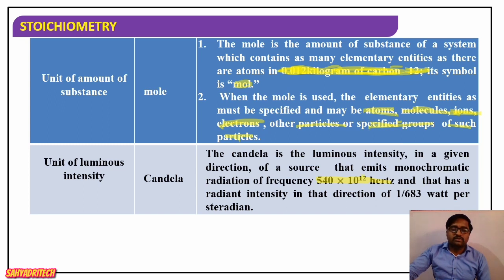540 × 10^12 hertz, and that has a radiant intensity in that direction of 1/683 watt per steradian. So what is the radiant intensity? The frequency is equal to 540 × 10^12 hertz, and the radiant intensity in that direction is equal to 1/683 watt per steradian. So that is about the candela.